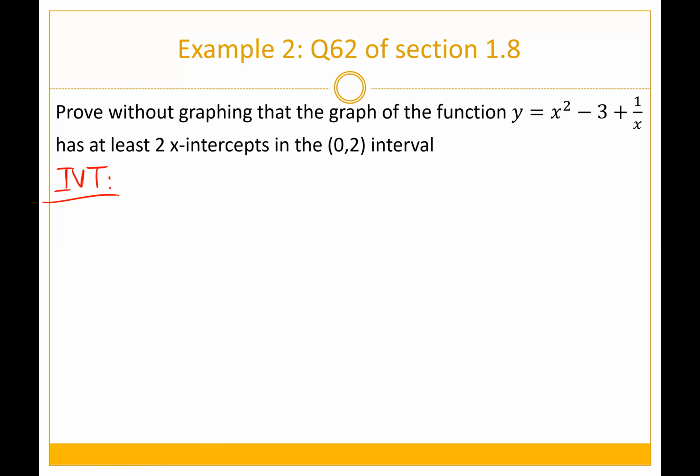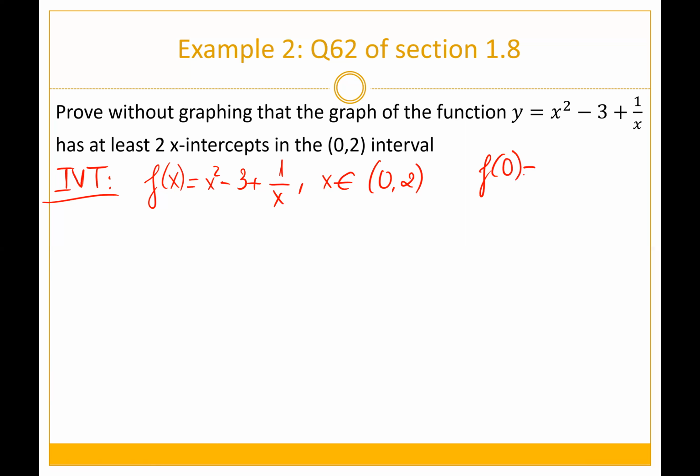So you have f(x) equals x squared minus 3 plus 1 over x, and x is in this interval. Now let's find the values at the endpoints to see if we can apply the theorem, because we need f of 0 and f of 2 to be different from one another, so that there will exist a value in between that you can cross them.